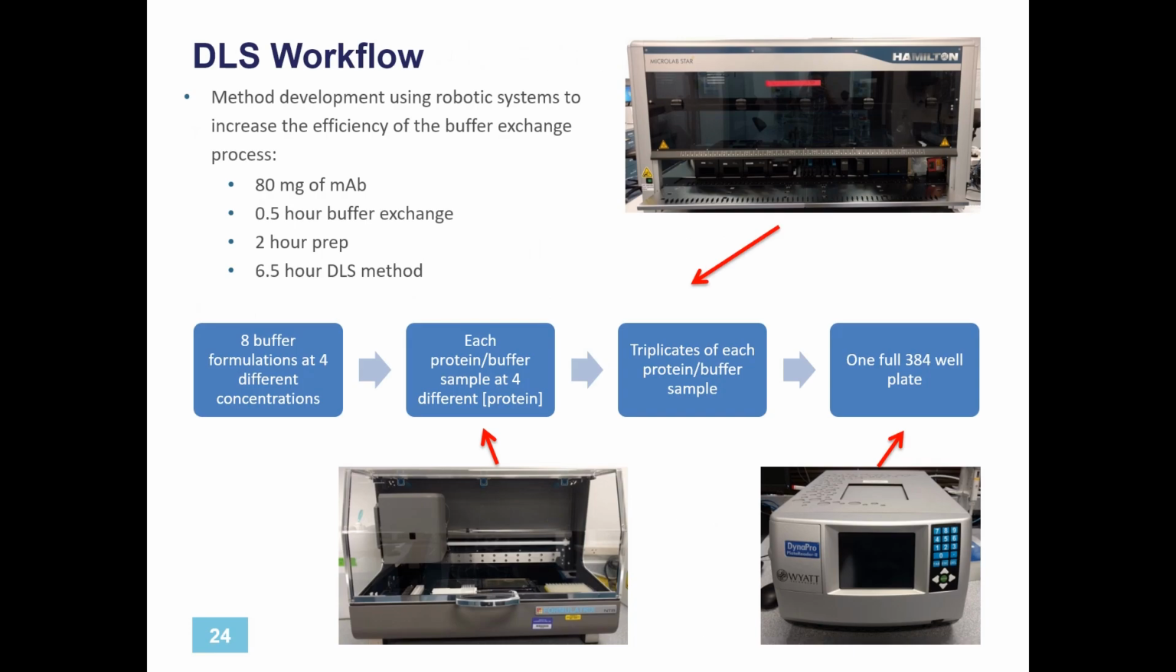Our workflow looks a little something like this. We usually evaluate 8 buffers, 8 formulation or crystallization buffers, at one time at 4 different concentrations. Each protein buffer sample is measured at 4 protein concentrations. The diffusion coefficient is calculated by looking at the diffusion at 4 different protein concentrations. We measure each sample in triplicate, and that leads to 1 full 384 well plate.